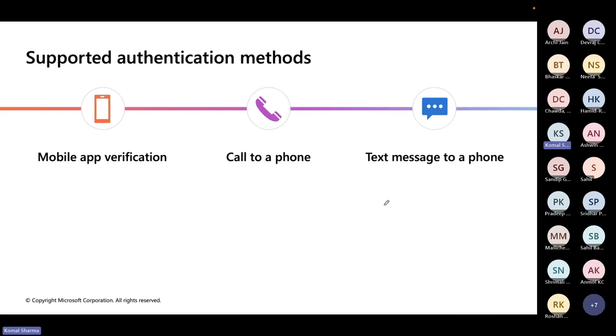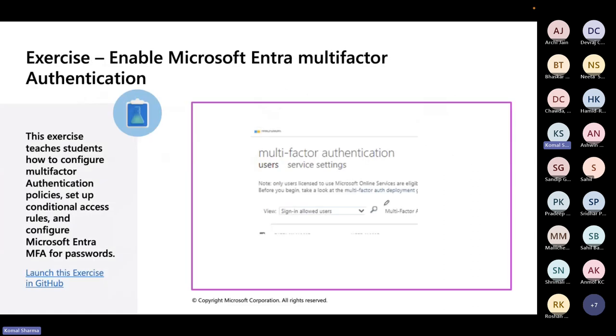The supported authentication methods are the mobile application, that is the Microsoft Authenticator app. Second is a call to your phone. And the third is a text message to a phone number. Now let's see how we can enable the multi-factor authentication for your organization.